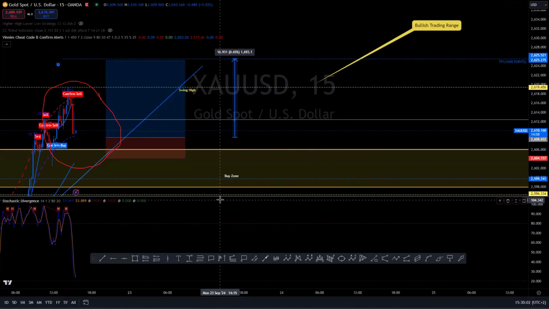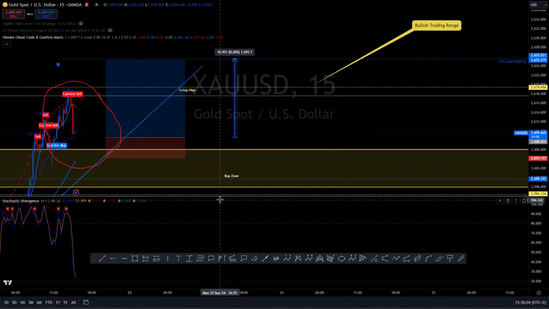The 9:30 candle is closed. But I don't want to push on the sell. Maybe chase, probably chase, and get in that area.